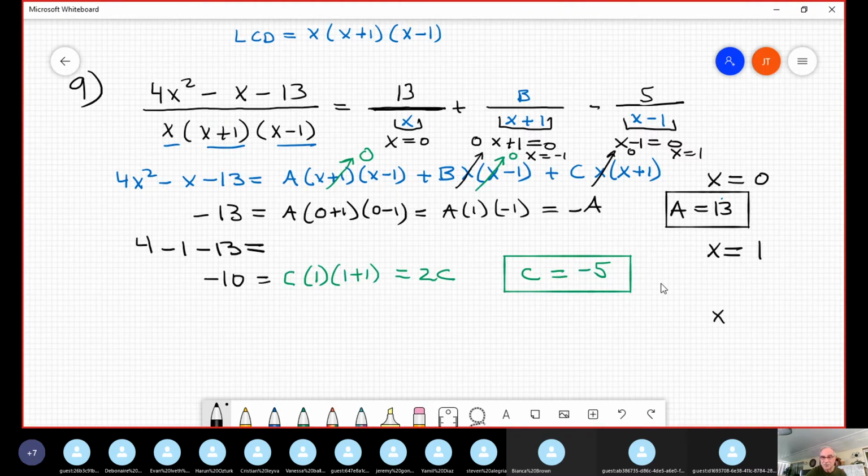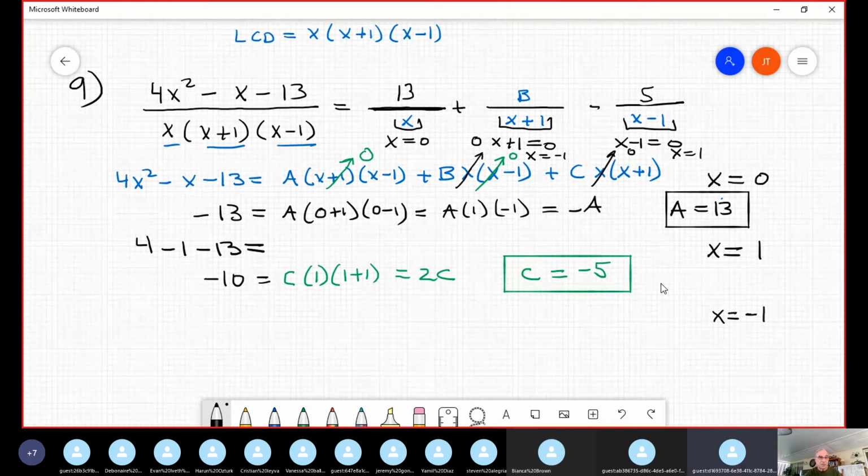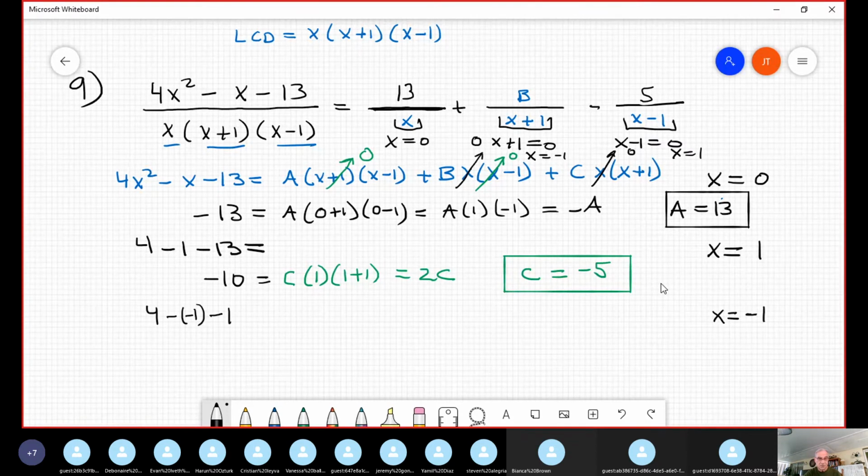What are the other smart values that we have? The last one. Another smart value: -1. Evaluate -1: 4 again, and -1 squared plus 1. This is just 4. So we have negative, entonces become positive, no? -1 minus 13. It's -8. This is -8, because 4 plus 1 is 5, plus 5, and minus 13 is -8. Entonces let me use another color, maybe black. Okay, black is okay.